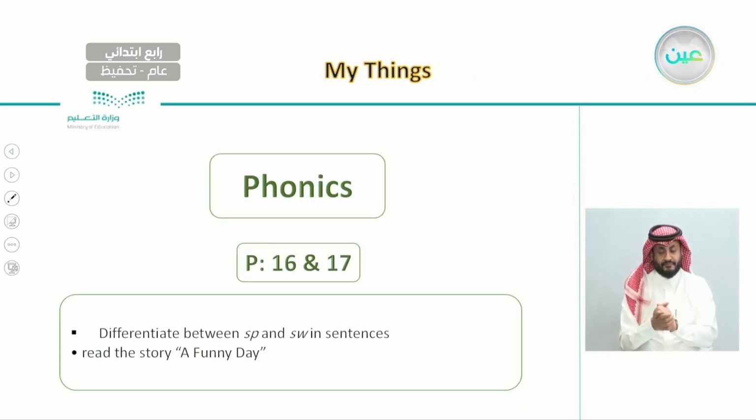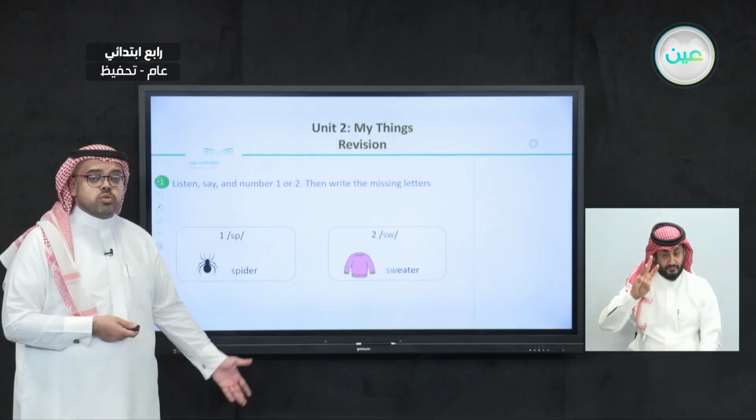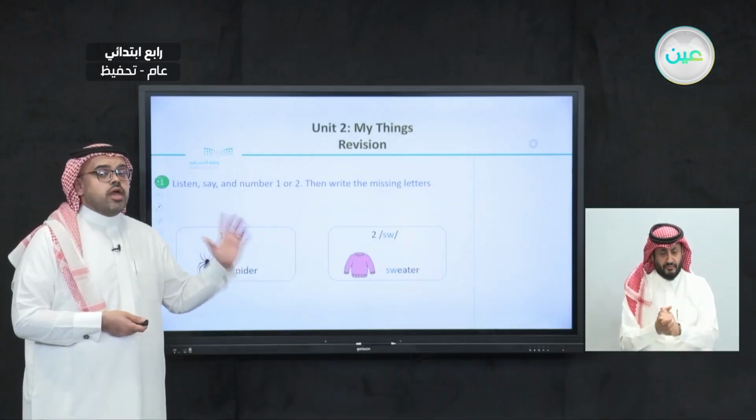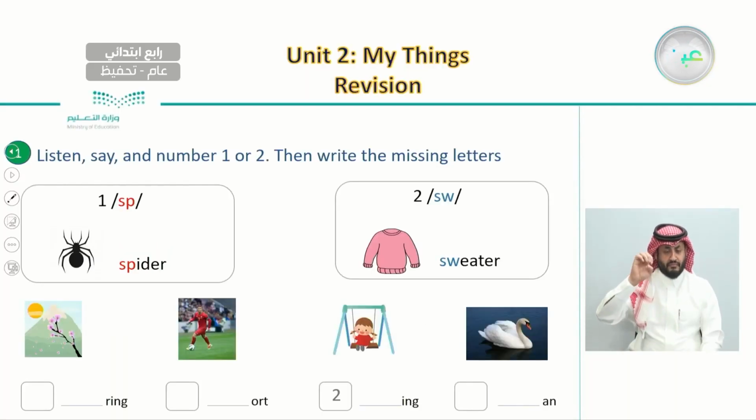And after this, the last lesson we have is phonics on pages 16 and 17. Now, our goals were to differentiate between SP and SW in sentences, and also to read the story A Funny Day. So we said here we have two different sounds. The first one starts with SP and the second SW, like spider and sweater. And we said that it is important that we listen to these four other words and try to number them if they belong to the first sound or to the second sound.